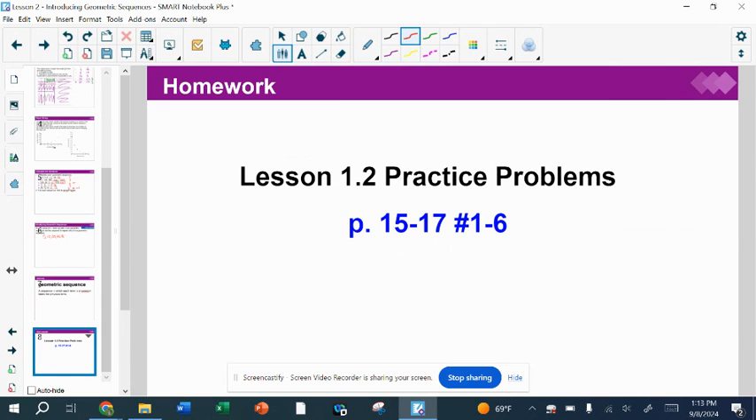Today, your homework is on page 15 through 17. I would like you to do numbers 1 through 6. And remember, if you need any help with any of that, you can look in Schoology and the answers are in there in case you get stuck. But feel free to work with a partner in class. Make sure that you're doing your best to try to get this figured out. If you need any help with anything, though, feel free to send me an email.